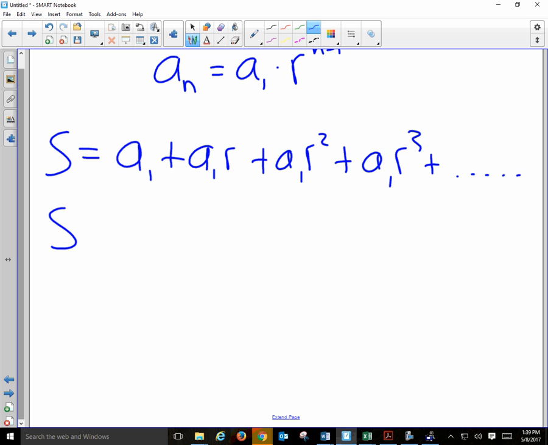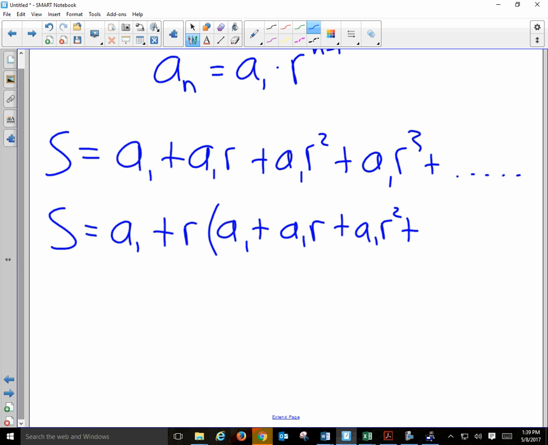I'm going to write the sum as a sub 1, but I'm going to factor an r out of the rest. If I factor an r out of the rest, what's left here? And then what would be next if I had a term there? Right?